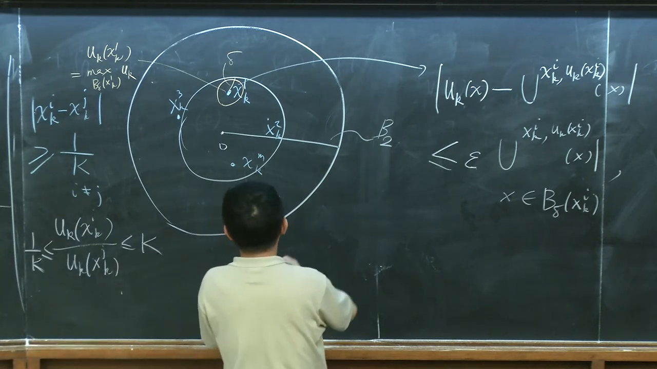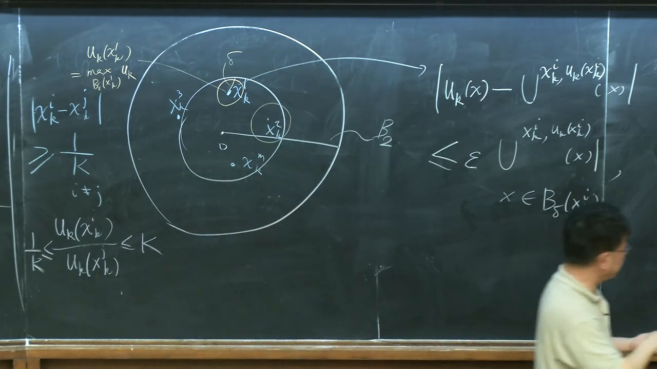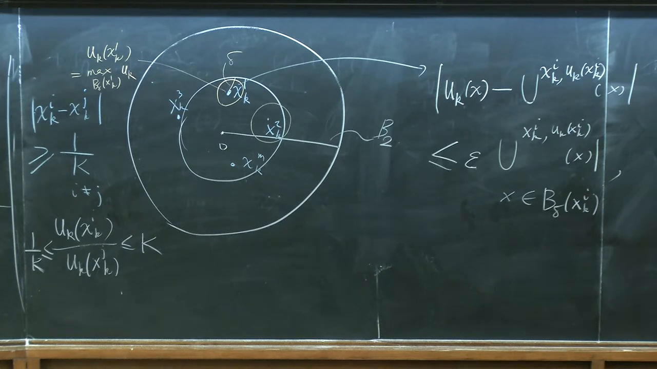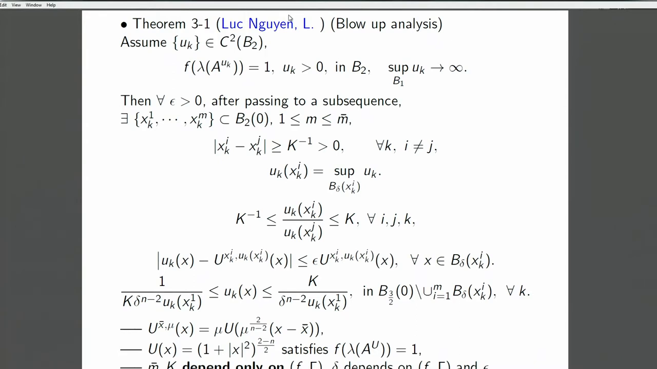And away from these balls, we have the rate: outside these little balls, u_k decays at the rate of the maximum, which is exactly the rate of the standard bubble. So it's the rate of that. This is an estimate which can be achieved for any sequence of blow-up solutions of this equation, locally.